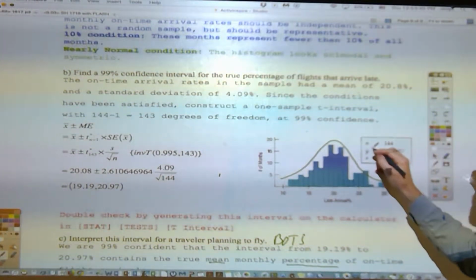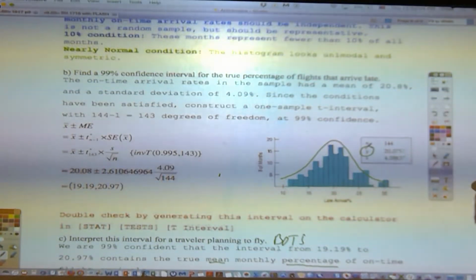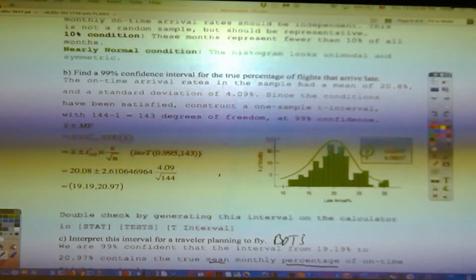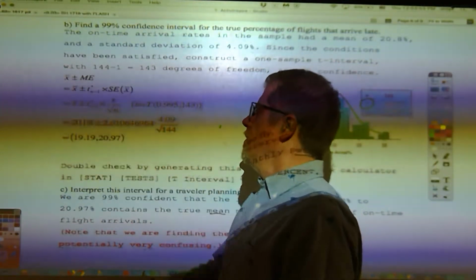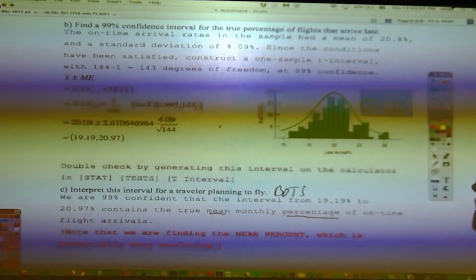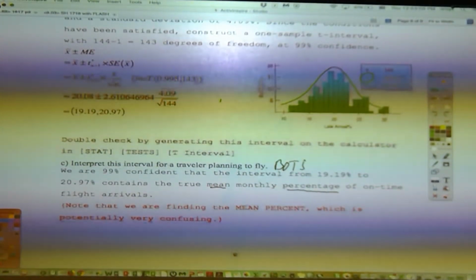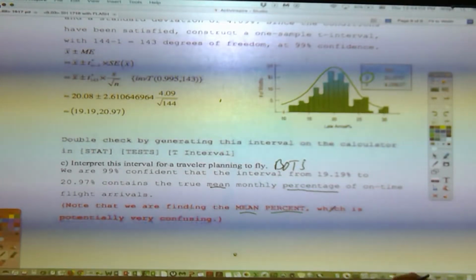So the signal is right here. Y bar is the average percentage, but ultimately it's a mean. And so 20.07 is the mean. So that's why we're using T for means instead of Z for proportions. So you have to just be careful. Notice that we are finding the mean percent, which is potentially very confusing.